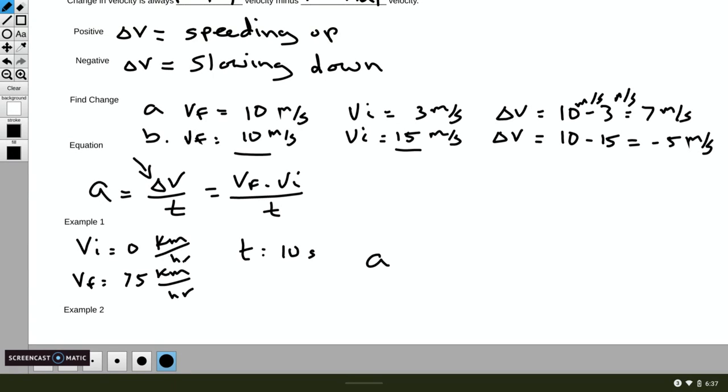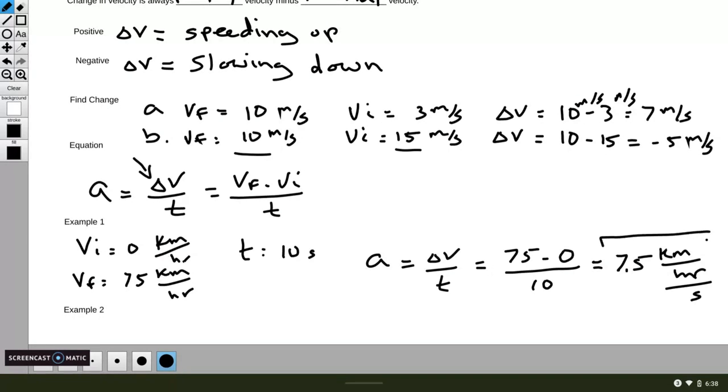So I would just write my equation: change in velocity over time. First I'm going to find my change in velocity, which is just VF minus V naught, or V initial. So that's 75 minus 0 all over 10. And I'm done. 75 divided by 10 ends up being 7.5. Since these are kilometers per hour, the units would be kilometers per hour per second. And that would be my answer for number 1.